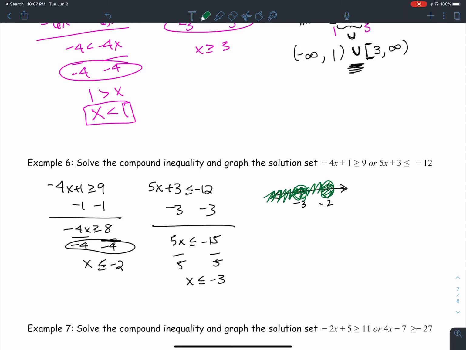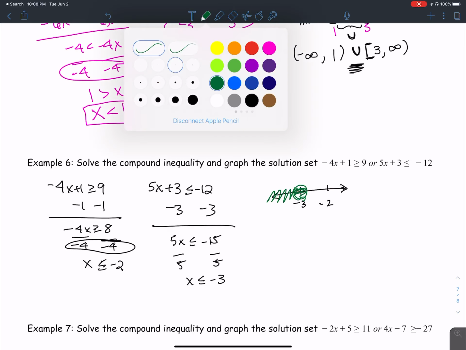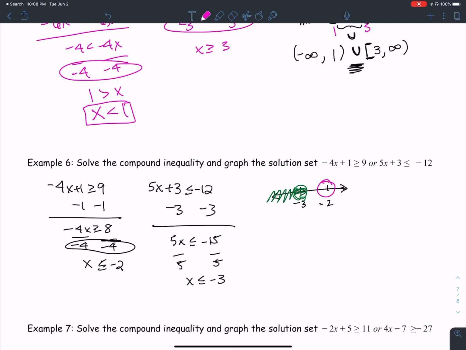I should have done a different color. We've been doing that, so let's keep it consistent. Less than or equal to negative 2. Again, it's an OR. I'm just going to take everything, so I want the whole entire chart.